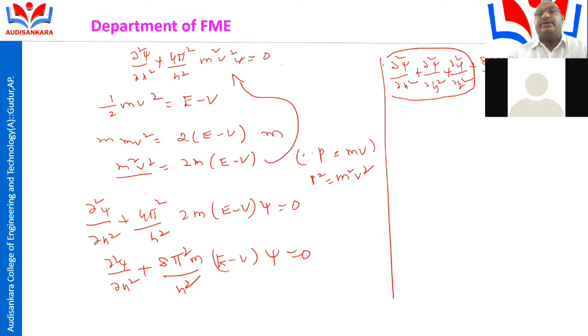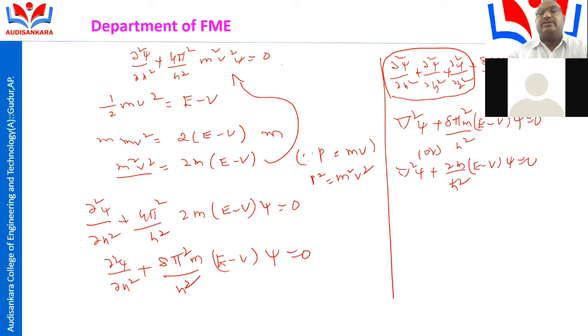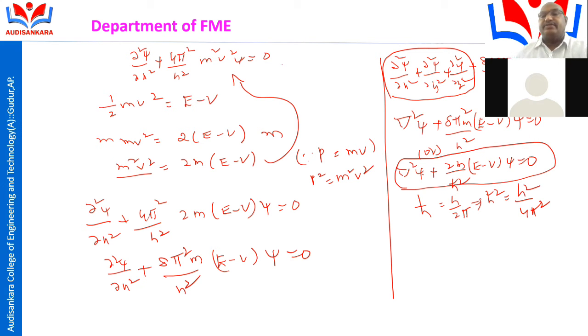Instead of this, substitute del square psi plus 8 pi square m by h square into E minus V into psi is equal to 0, or it can be written as del square psi plus 2m by h cut square into E minus V into psi is equal to 0, where h cut is equal to h by 2 pi and correspondingly h cut square is equal to h square by 4 pi square. So this equation is known as Schrödinger's time independent wave equation.